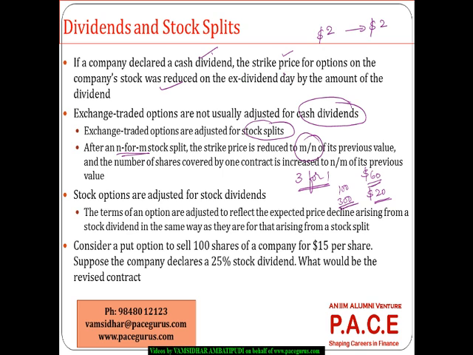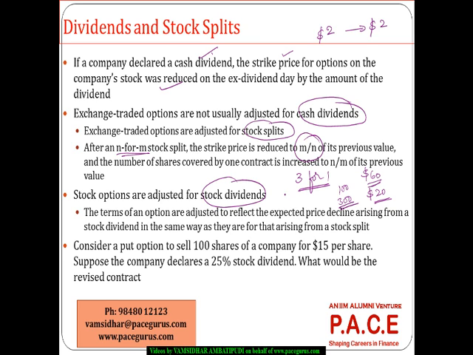Whereas on the over the counter, you find that parties will typically agree upon reducing the strike price by the amount of cash dividend that has been declared. Similarly, for stock dividends, the same thing happens, because a stock dividend is also virtually, I can look at it from the perspective of a stock split.